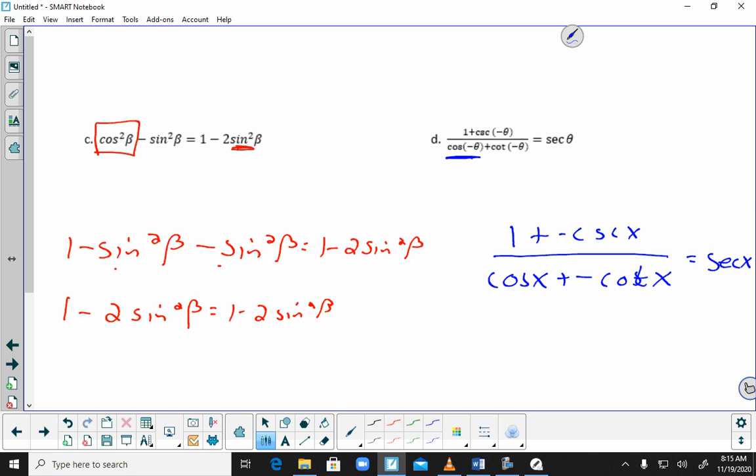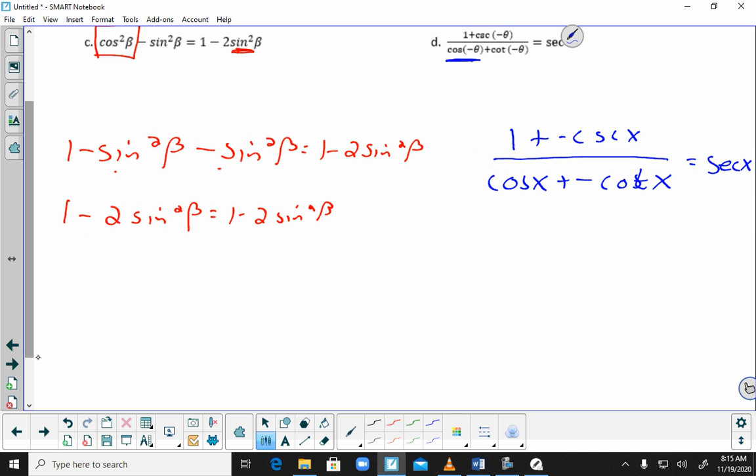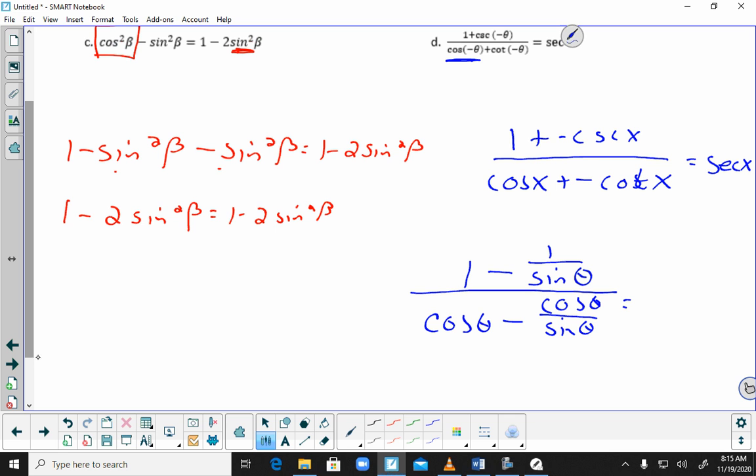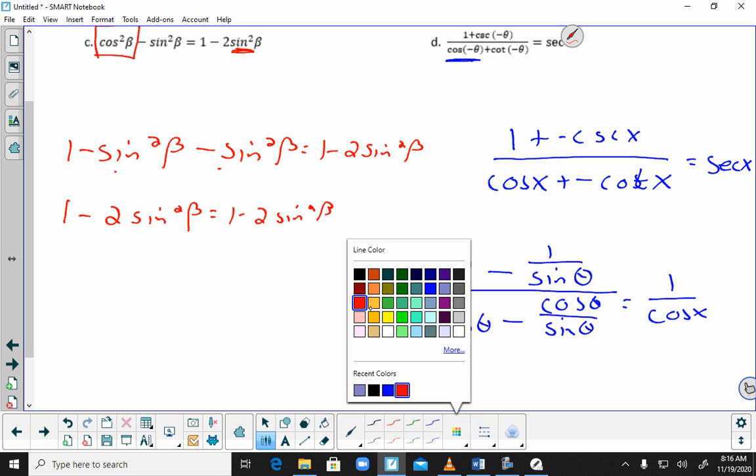Secant x. Now I'm going to try and write everything in terms of sine and cosine. So this will be 1, and then this will be minus, taking that negative sign for sine. I'll switch it back to theta. And then cosine is just cosine. And then minus cotangent, which is cosine over sine. And I'm trying to show that the secant, which is 1 over cosine. So you might probably separate this into 2.